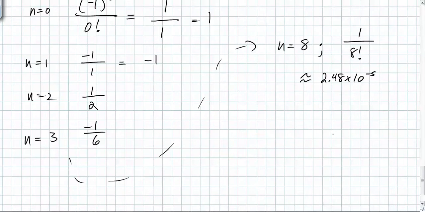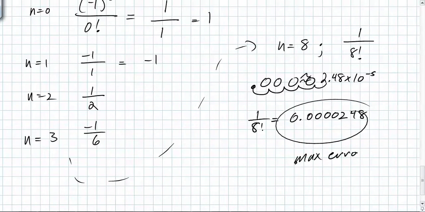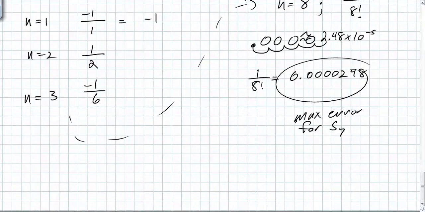So that's going to be 1, 2, 3, 4, 5, like this. 1 over 8 factorial is equal to 0.1234248, right? So is that good enough? Yeah, that's good enough, because that tells us that this right here is the max error for S sub 7. That is the max error for S sub 7. So we can figure out what S sub 7 is, and that's the maximum error.